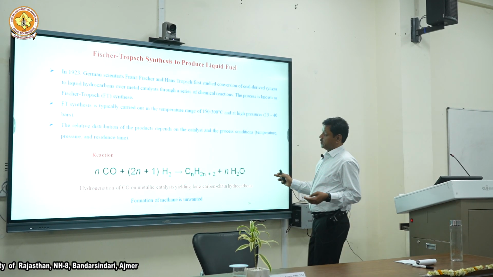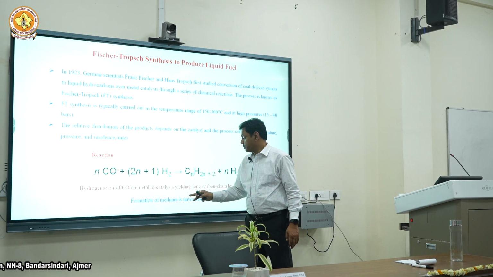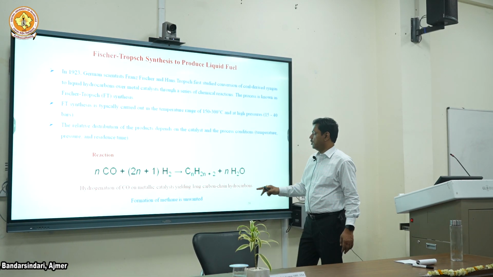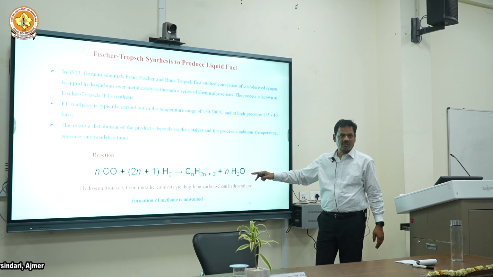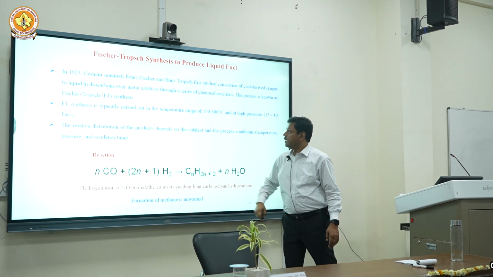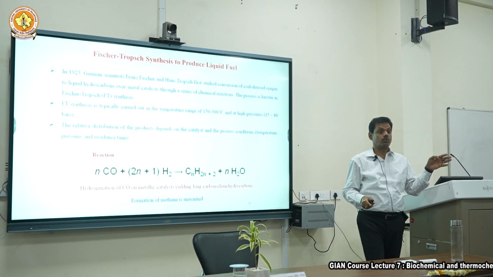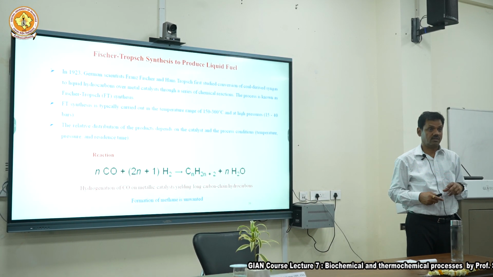So this is the Fischer-Tropsch reaction. Once you have got carbon monoxide and hydrogen, you run it at temperature with a catalyst, and it forms alkanes. Okay. So this is how you can make fuel. It came from German scientists, and they developed it when they were looking for coal to liquid and how to make it.